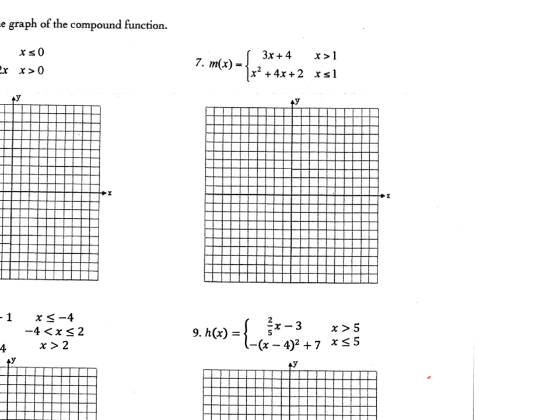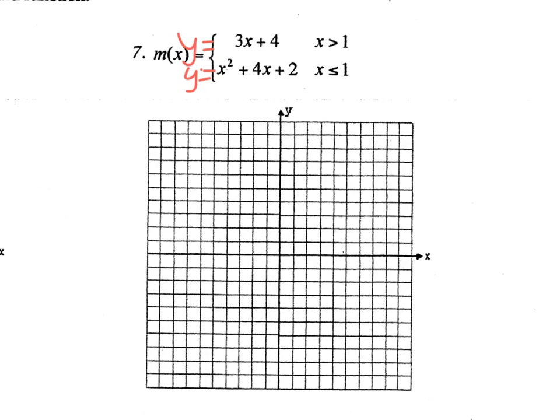So let's talk about the first one. That'll be the easier one because it's a straight line. Put y equals if it helps you. So when x is greater than 1, so it'll be an open dot at the beginning, your function, or this is a line, would be 3x plus 4.